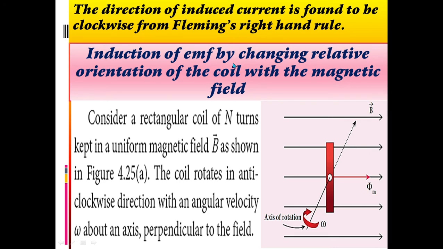So the next topic is the third step, induction of EMF by changing the relative orientation of the coil with the magnetic field. Consider the rectangular coil. This is the rectangular coil of n turns kept in a uniform magnetic field. This is the uniform magnetic field. The coil rotates in the anti-clockwise direction with an angular velocity ω about an axis perpendicular to the field.